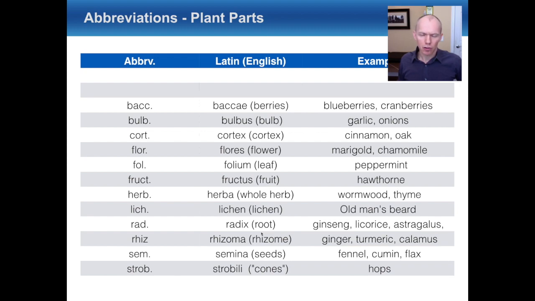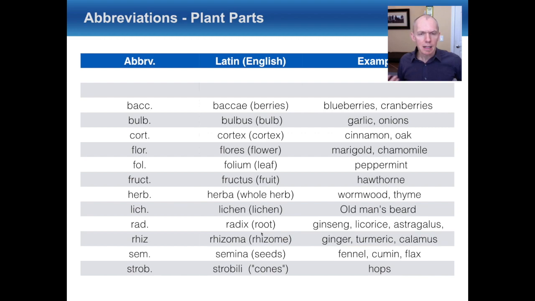So some people will call them roots, but technically it's a rhizome. The next thing are the seeds. Semen, semina is a Latin term, and a lot of the culinary spices we use, like fennel, anise, coriander, cumin, and seeds that you might eat for protein and for fats, like flaxseed or chia seeds, would all have the abbreviation of SEM dot.